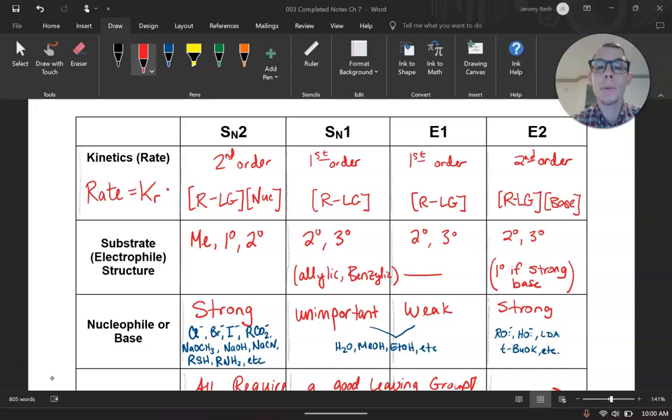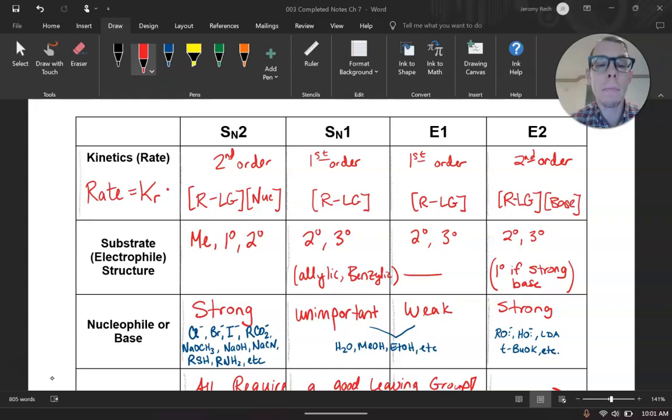Now, one of the first and most important things that we're going to be thinking about when we're trying to decide between all of our reactions is going to be our substrate. And our substrate is our electrophile. There's going to be an electrophilic carbon that's connected to the leaving group. We're going to be thinking about what its substitution is. Substitution being how many carbons are surrounding it that can either get in the way with sterics or help stabilize an electron deficient reactive intermediate.